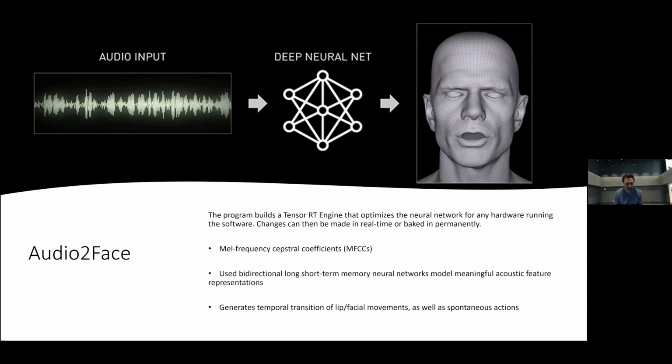On the AI side of things, the program was built using a TensorRT engine that optimizes the neural networks for any hardware running the software. NVIDIA's TensorRT is an SDK for high-performance deep learning inference. It includes a deep learning inference optimizer and runtime that delivers low latency and high throughput for deep learning inference applications. There are a lot of resources that go in depth into how this whole system works.